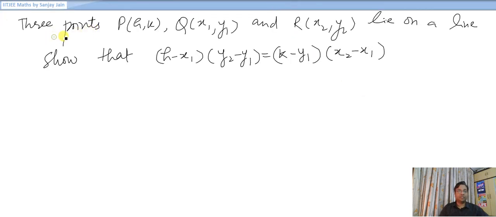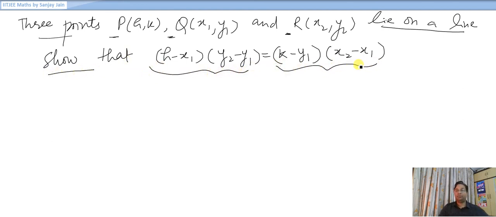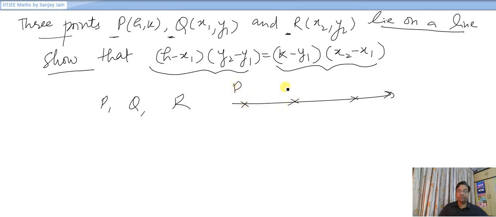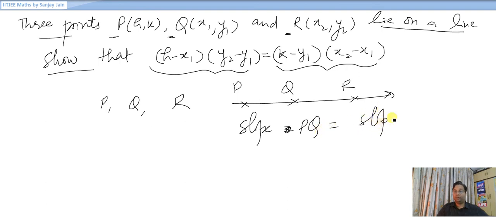Now in this question there are 3 points P, Q and R, and they lie on a line, so they are collinear, and we need to show that this is equal to this. So for P, Q and R to be collinear, let us say they lie on the same line. If they lie on the same line, we can say that slope of PQ will be equal to slope of QR, right? So let us put their slopes equal to each other and see whether we can find this expression or not.